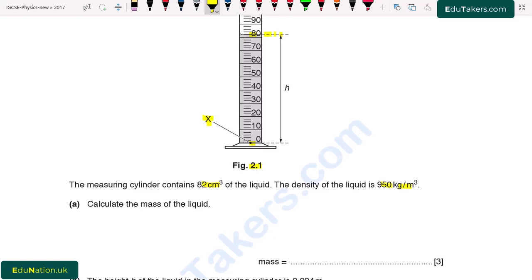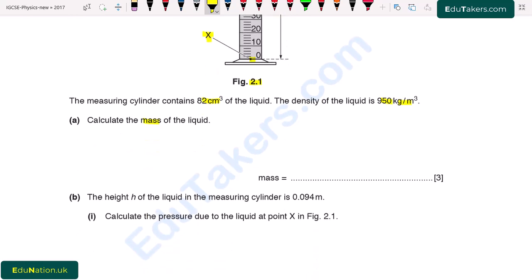Part A. Calculate the mass of liquid. So here we have to find out the mass of liquid. We are given the volume and density. So first of all, writing the formula of density. I write here density is equal to mass per unit volume. So when we have to find out mass, it will be equal to density multiplied by volume.